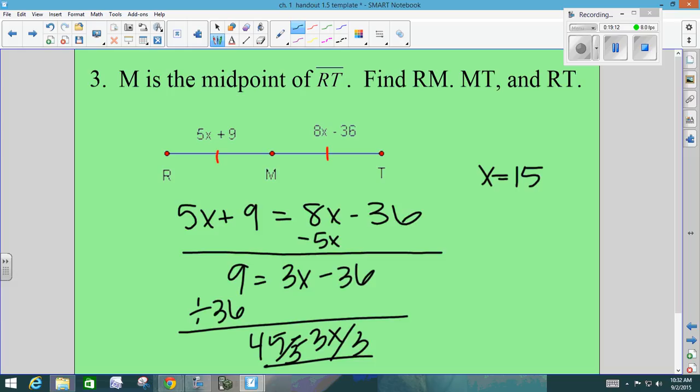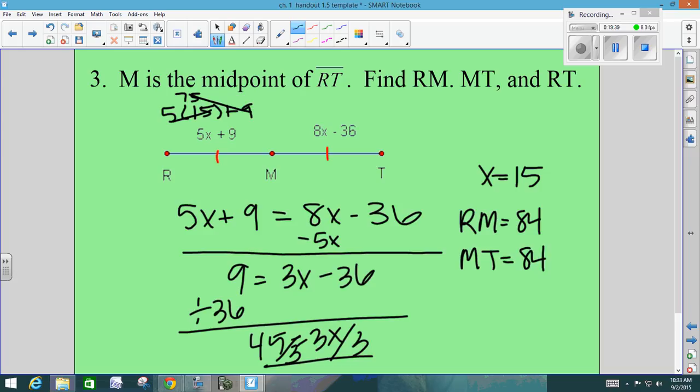Good. I'm not done. I got to plug it back in to find these lengths. So substitute 15 in for x over here. Five times 15. 75 plus 9. So RM equals 84. How about MT?